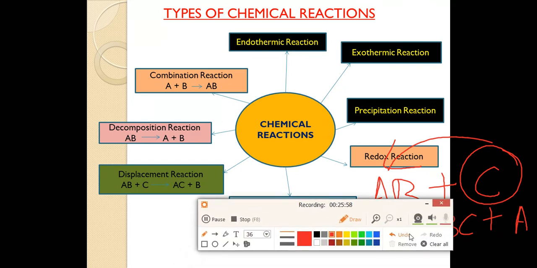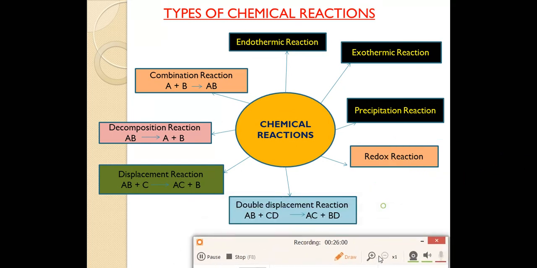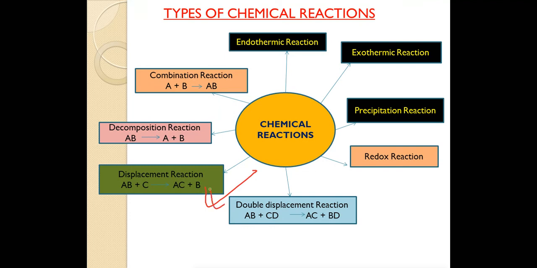In double displacement reaction, the fourth type of reaction, mutual exchange of ions takes place. Means A will take the place of C, B will take the place of D, and a new product will form, AC plus BD. So in double displacement reaction, mutual exchange of ions takes place.